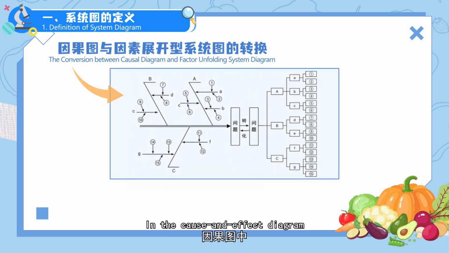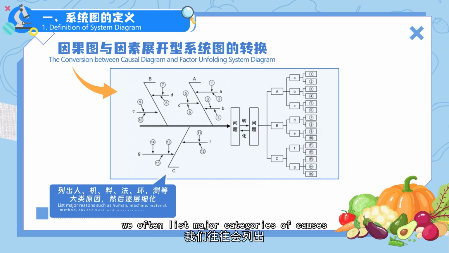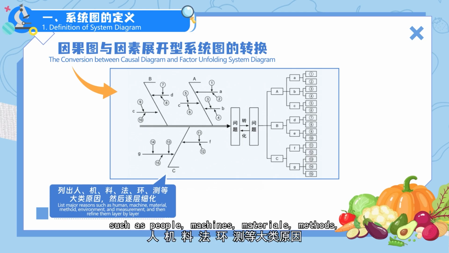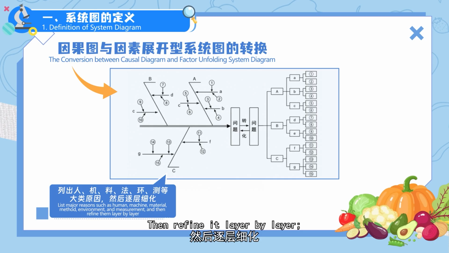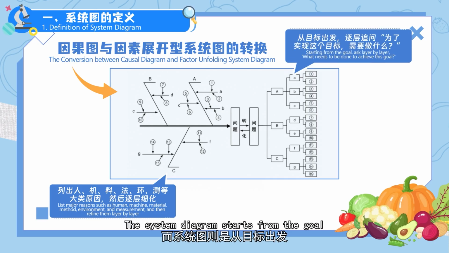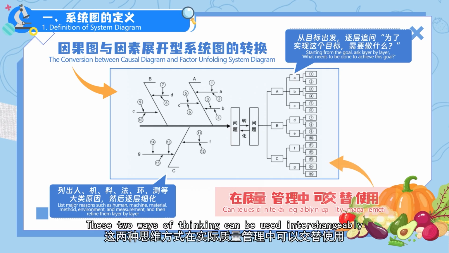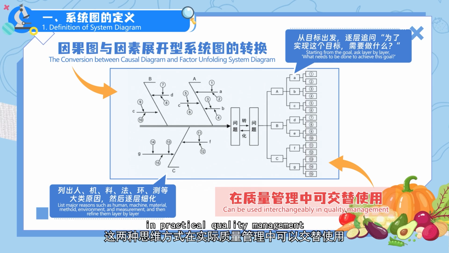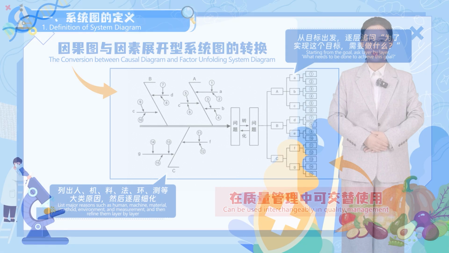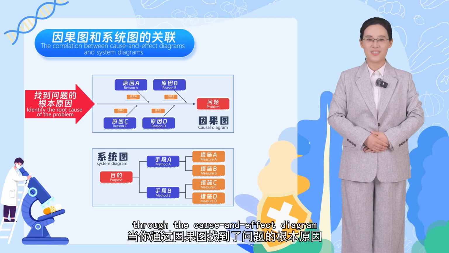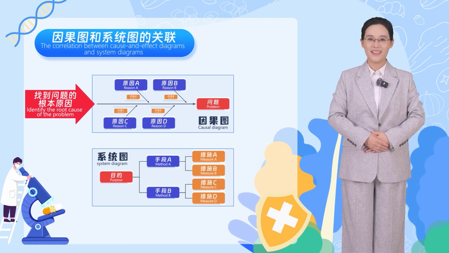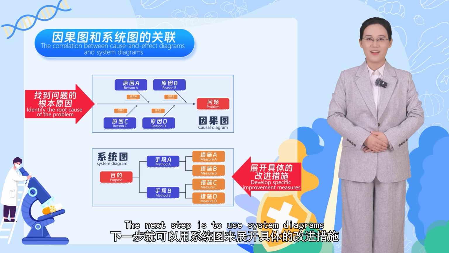For example, in the cause and effect diagram, we often list major categories of causes such as people, machines, materials, methods, environment, and testing. Then refine it layer by layer. The system diagram starts from the goal. To achieve this goal, what needs to be done? These two ways of thinking can be used interchangeably in practical quality management. When you find the root cause of the problem through the cause and effect diagram, the next step is to use system diagrams to expand on specific improvement measures.